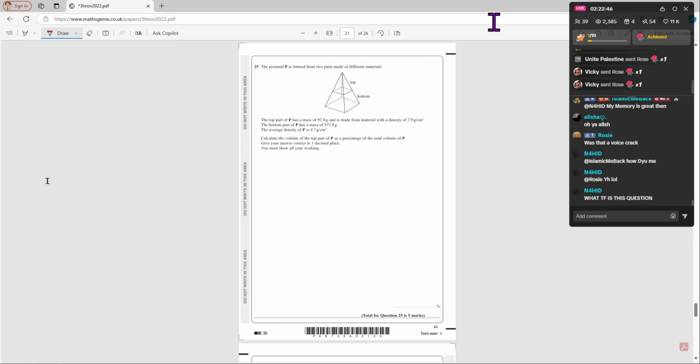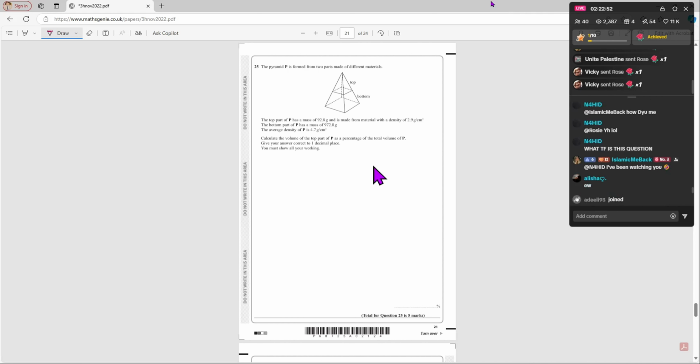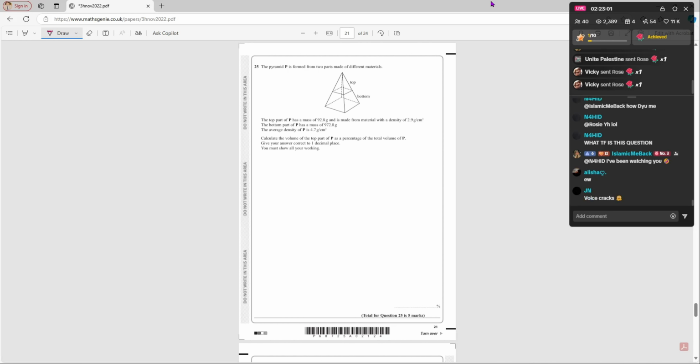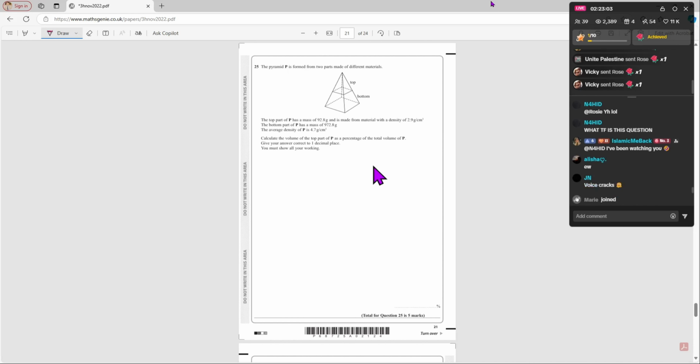And now, the bottom part of P has a mass of 972.8 grams. The average density of P is 4.7 grams per centimeter cubed. Calculate the volume of the top part of P as a percentage of total volume P. Give your answer correct to 1 decimal place. You must show your working.